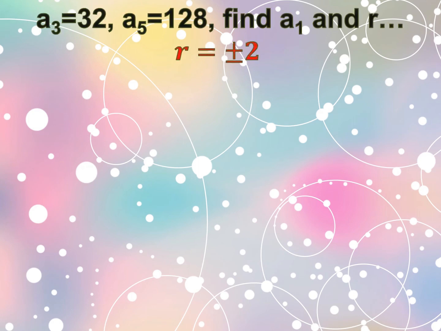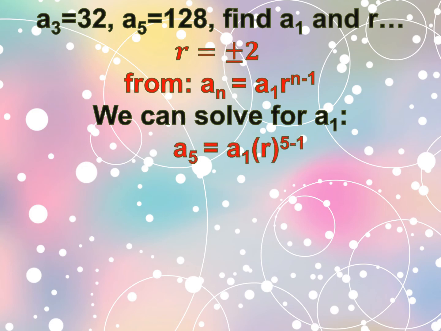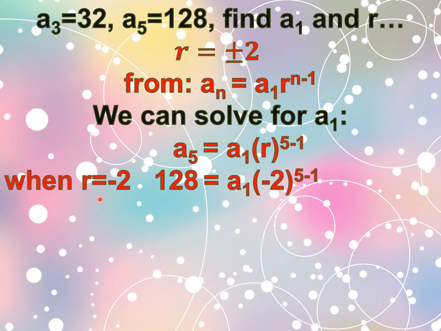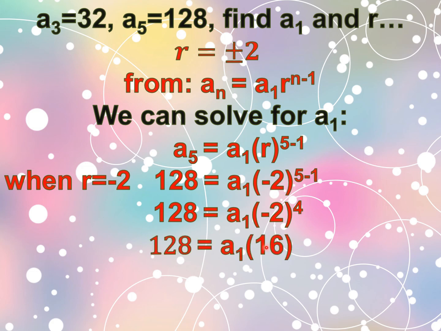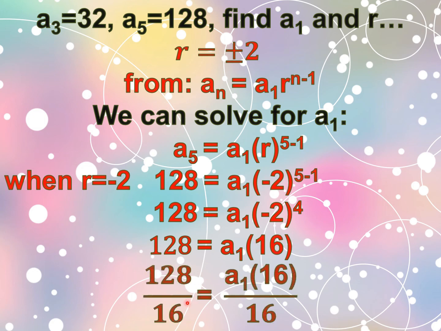Ang atin namang fourth alternative solution ay paggamit pa rin ng a sub 5 pero ang r naman natin this time ay negative 2 na. So, substitute ulit, yung r naman ay magiging negative 2. And then, yung a sub 5 pa rin na 128. So, 5 minus 1, that is equal to 4. And then, negative 2 raised to 4, that is equal to positive 16. And then, to remove 16 dito sa right side, divide both sides by 16. So, makakancel na yung 16 dito.